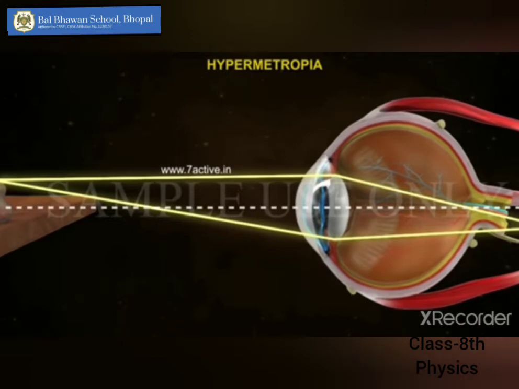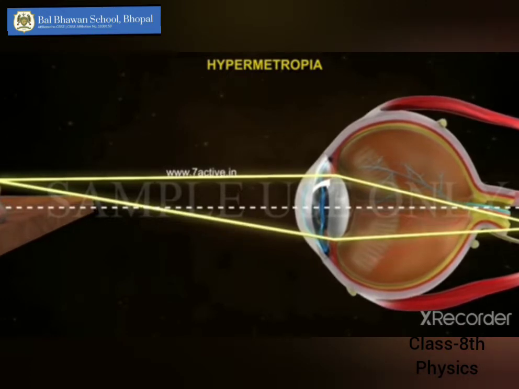In case of hypermetropia, as you can see, the rays which have to converge on the retina are now converging or meeting somewhere behind the retina.